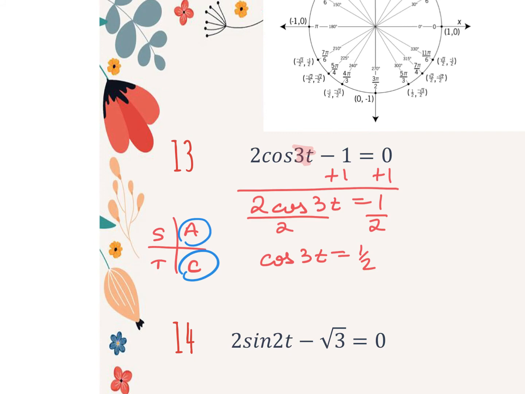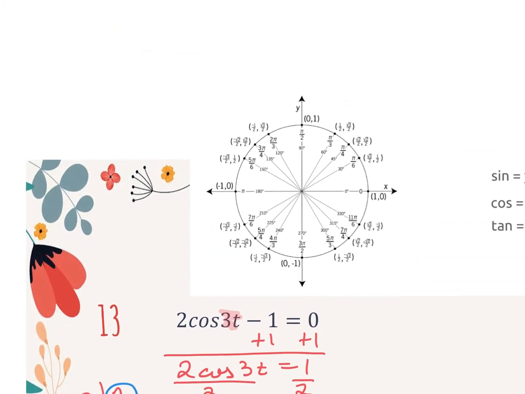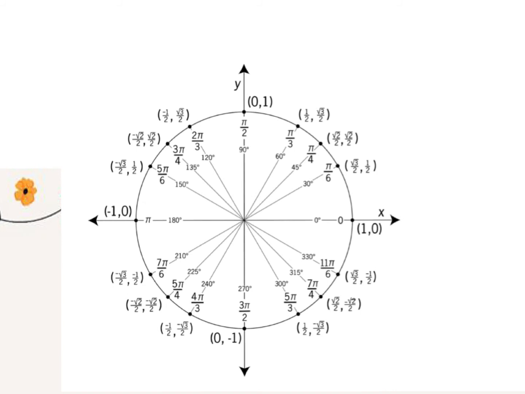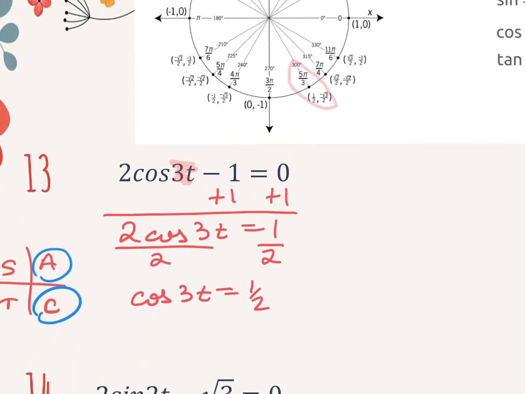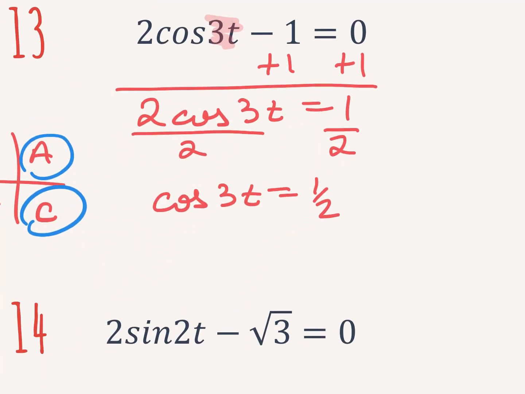You circle A and C for looking where cosine's positive, right? Yes. So now I'm going to come up here. I'm looking to see where x equals 1/2, and I can see that that happens at pi over 3 and at 5 pi over 3. So those are my two answers so far. Now remember, before we would just put x equals those two angles. But now instead of x here, I've got 3t equals pi over 3 and 3t equals 5 pi over 3.